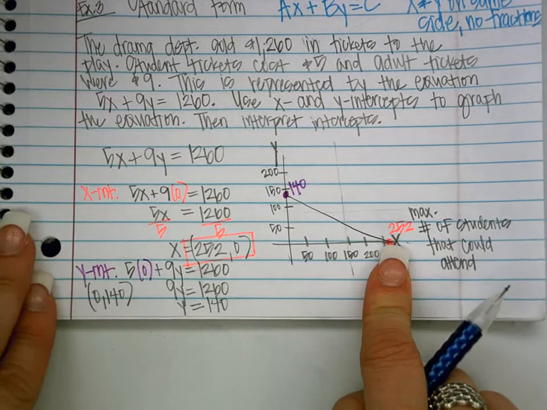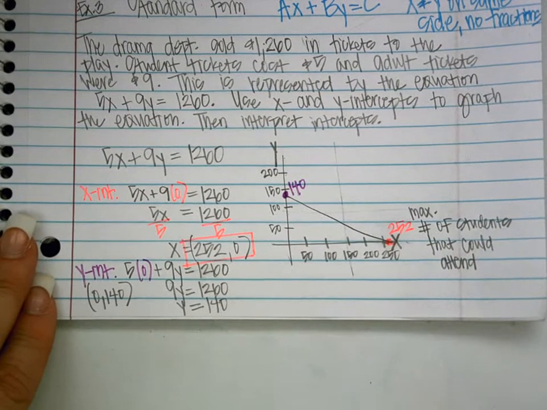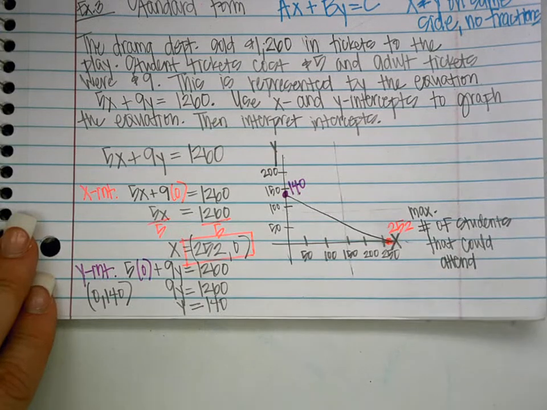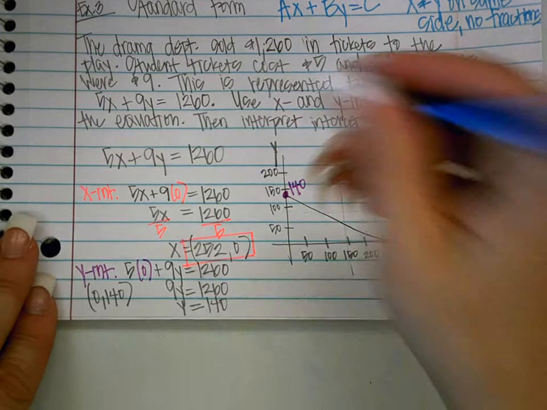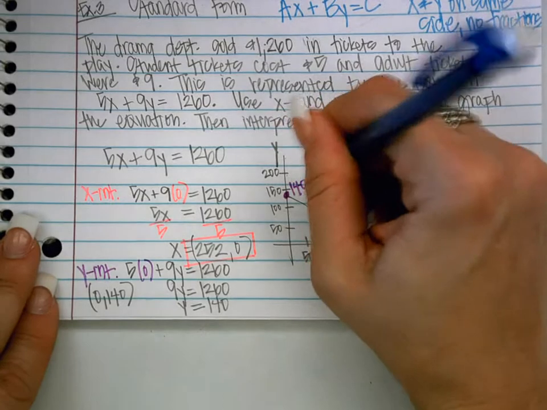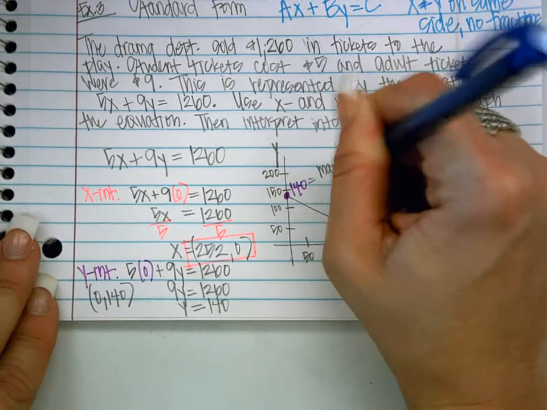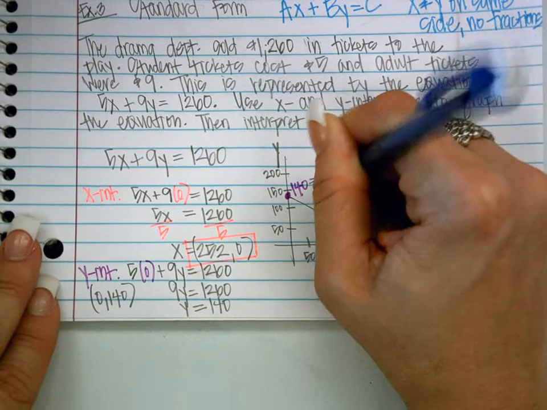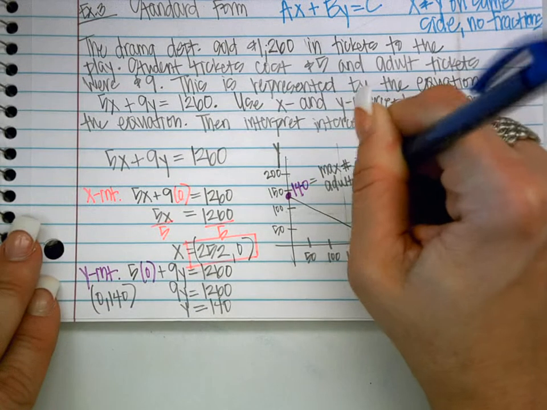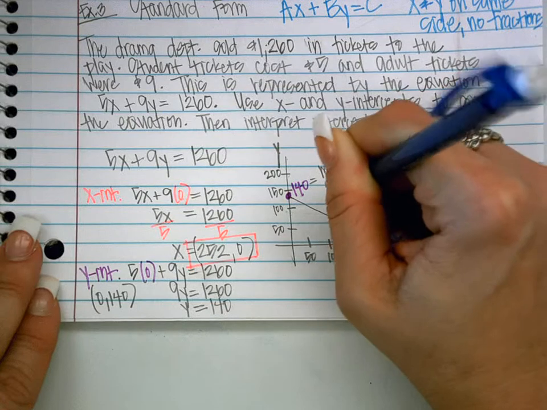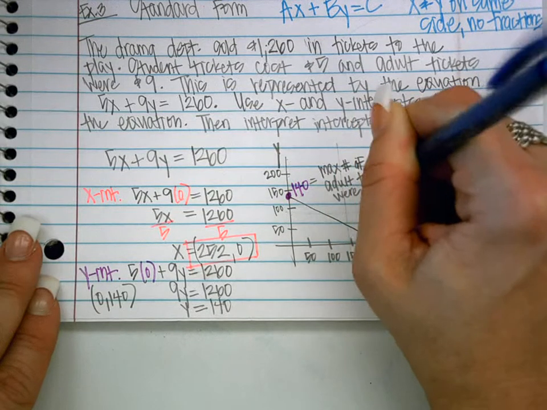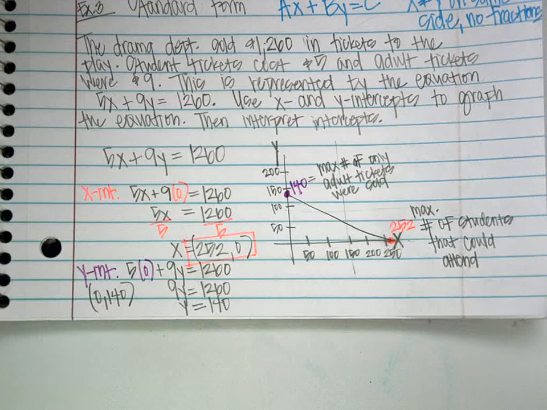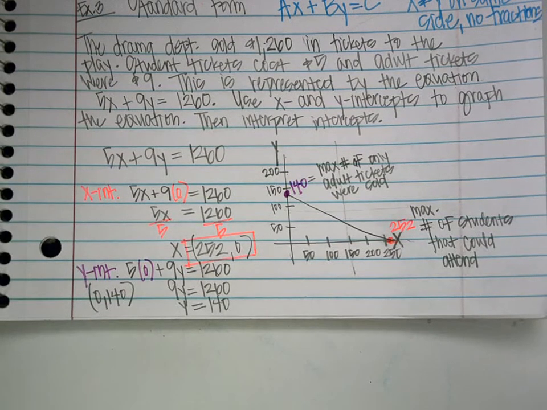What is 140? Maximum number if they only sold adult tickets. Okay, this is the maximum number if only adult tickets were sold. That's what that means. Does anyone have any questions? No, you think you're good?